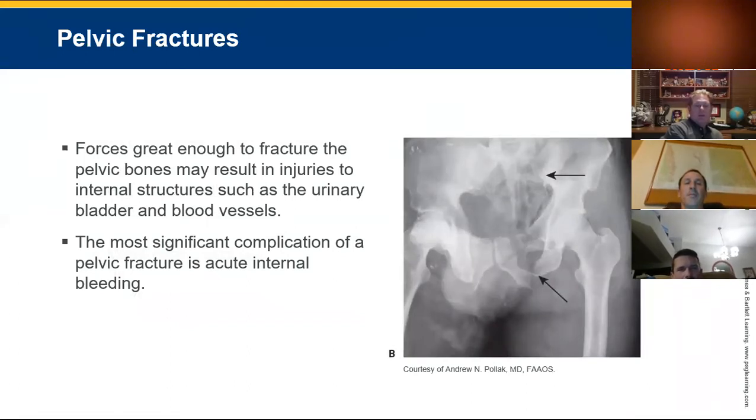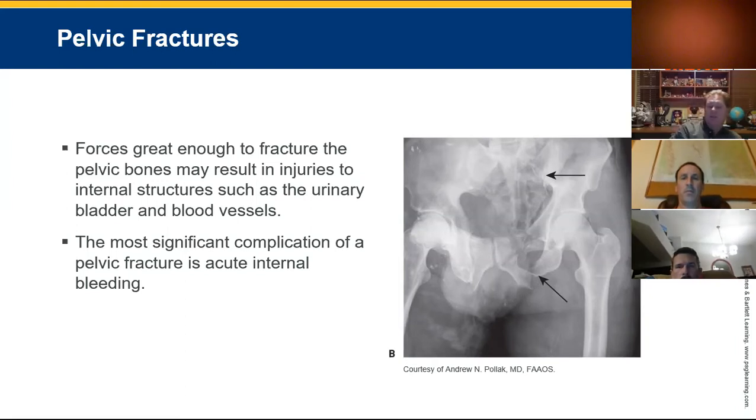Just remember that you have your bladder and the blood vessels that are protected inside that pelvis area. So you want to make sure that you assess for internal bleeding and prepare for the patient to go into shock, hypovolemic shock.